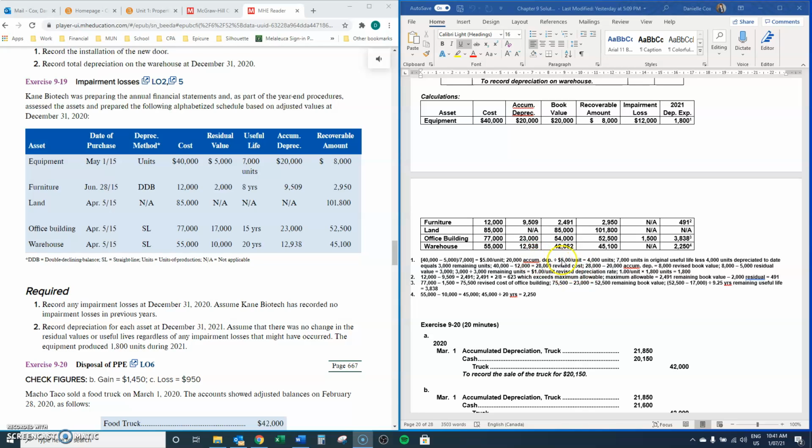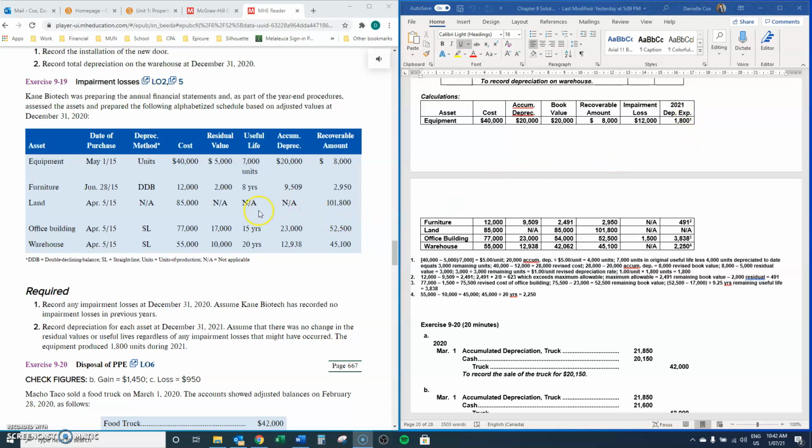But these things are because, first of all, we need to make sure what's left to be depreciated, that we don't depreciate too much. And we need to take into account the impairment loss and such. So now we're told that there's 1,800 units. So 1,800 units times $1 per unit, which means our current depreciation for this year is $1,800 for the equipment.